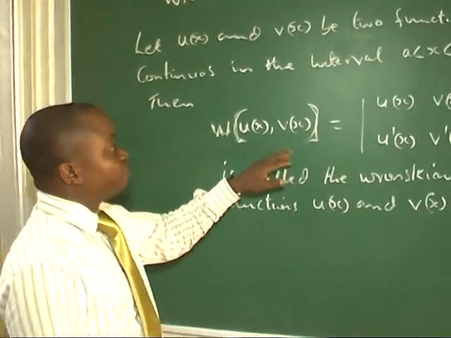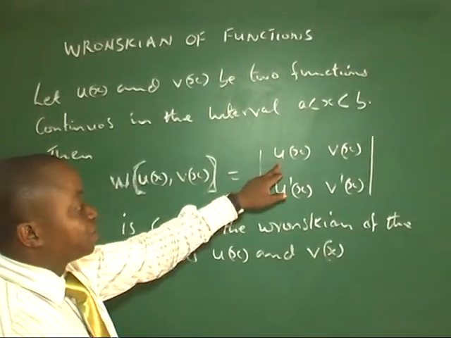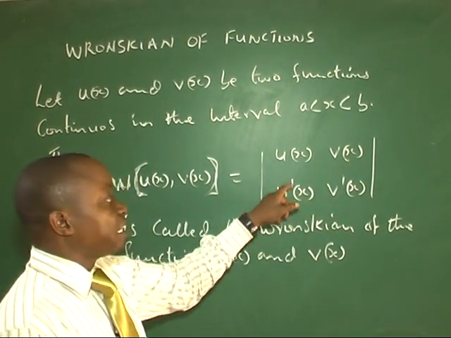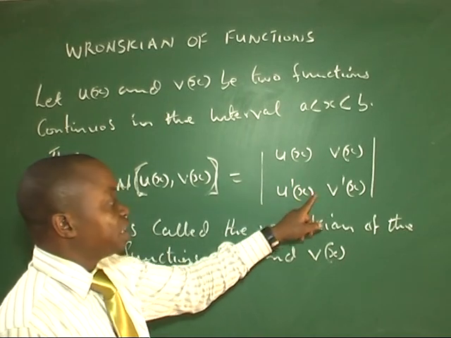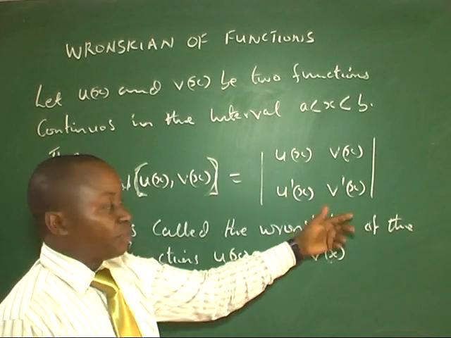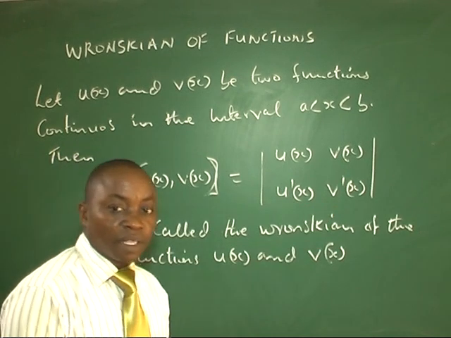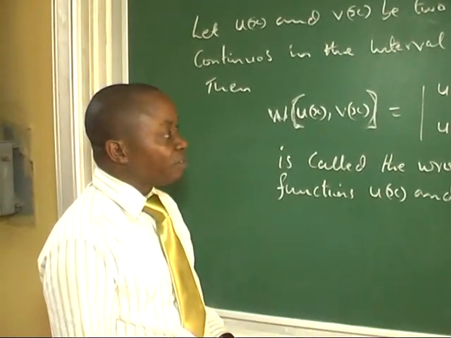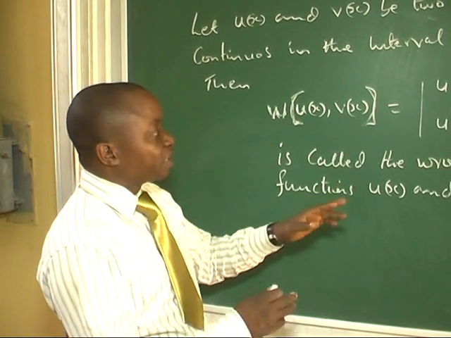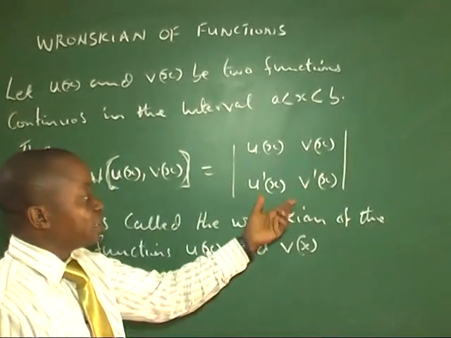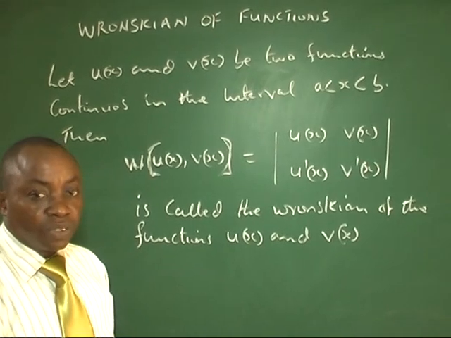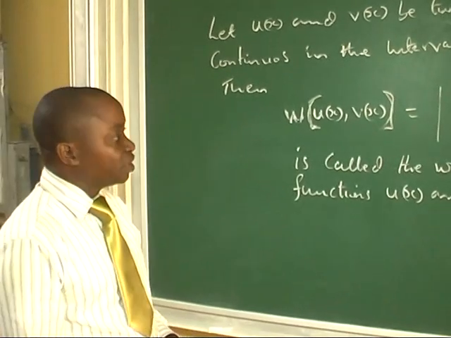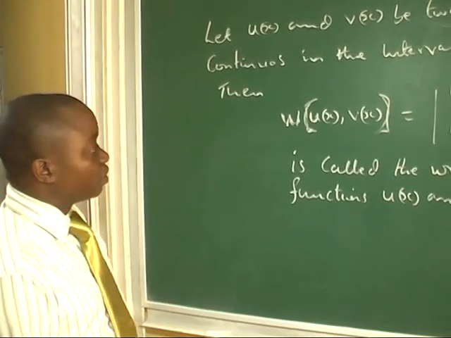So the Wronskian of these functions u of x and v of x is the determinant of u of x, v of x, and the derivative of u of x and the derivative of v of x. Of course, we know how to take determinants from our first course in mathematics. We know how to take the determinant of a matrix. So it's the same way, but putting these two functions and in the next row we take the derivatives. So that is what we call the Wronskian.